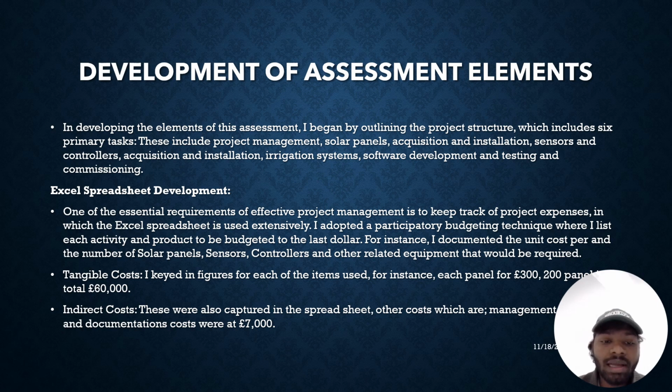Tangible cost. I keyed in figures for each of the items used, each panel around 300 to 400 pounds. Totally, the estimates are around 60,000 pounds. Indirect cost. These were also captured in the spreadsheet; overhead costs, which are management and documentation costs, were around 7,000 pounds. These are the development assessment elements that we used.